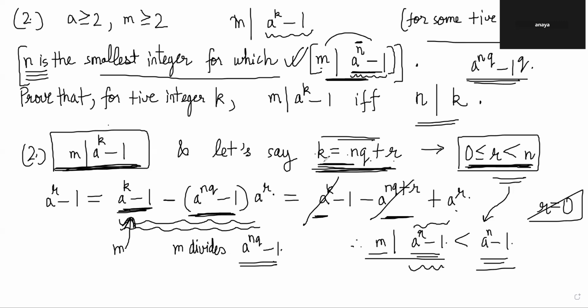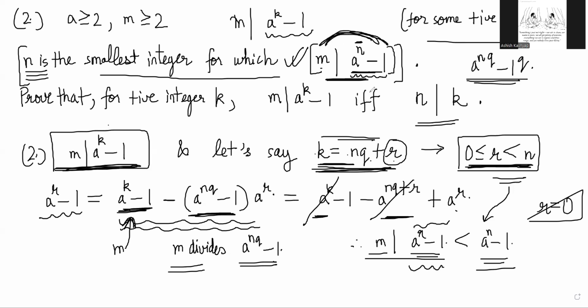Like we are saying that if k is divided by n and we get a remainder r, then we have proved that a power r minus 1 is divisible by m. Correct. But a power r minus 1 divisible by m will contradict the fact that n was the smallest integer here. Right. So this divisibility must be complete divisibility. There's no remainder. Do you understand that we have proved the first side before the direct side? Yes, I understand now.